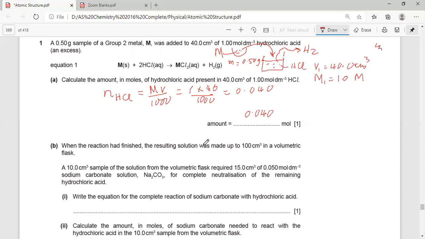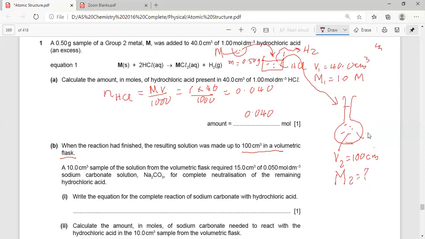When the reaction is finished, the resultant solution was made up to 100 cm3 in a volumetric flask. You do this very commonly in your practical. You put the whole 40 cm3 into a 100. Normally in your lab you use 250, isn't it? So V2 goes to 100 cm3. Put it inside here, top it up with water. So now this is the unreacted acid. You don't know what the molarity is now. This is unreacted HCl.